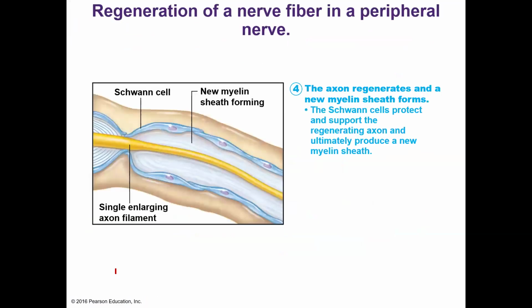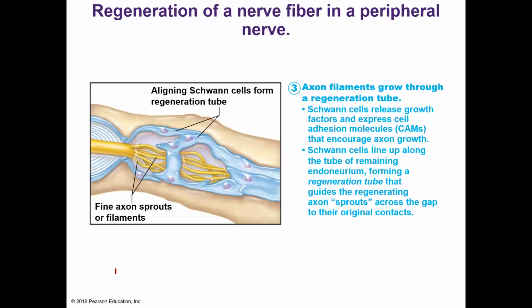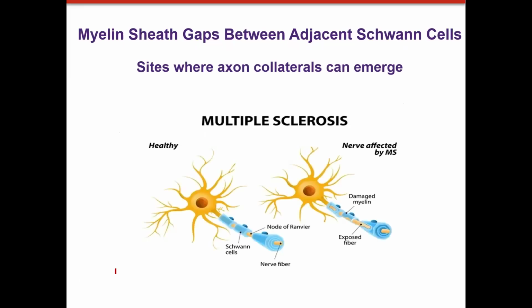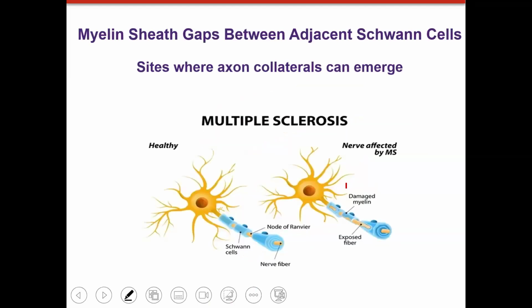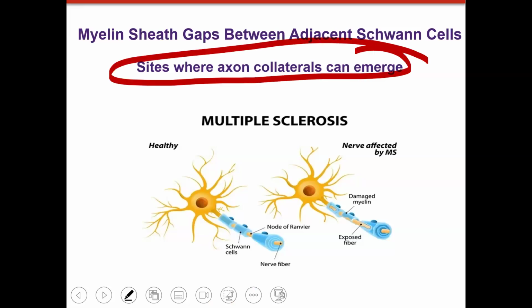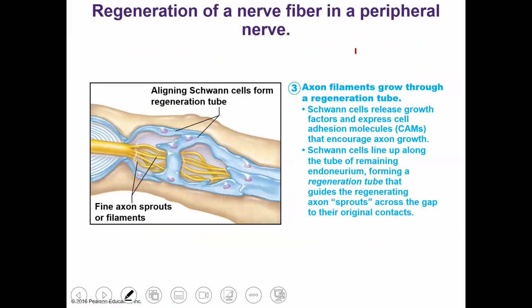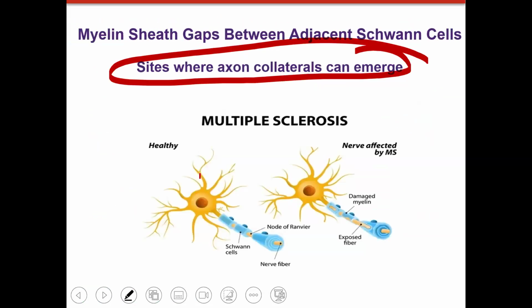Remember, we're seeing the repair mechanism in the periphery here, and this occurs in the central nervous system, but it's pretty similar. And so what we know is we're going to then have this exposed fiber. The other component we want to remember is this exposed area is where these axon collaterals, these little sprouting filaments, can emerge. So what collaterals are going to look like are little offshoots here.